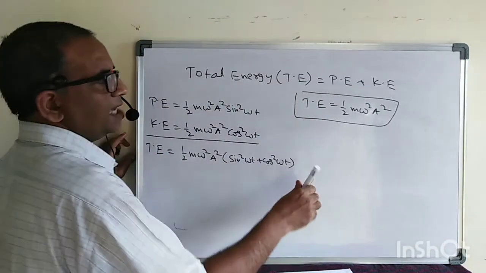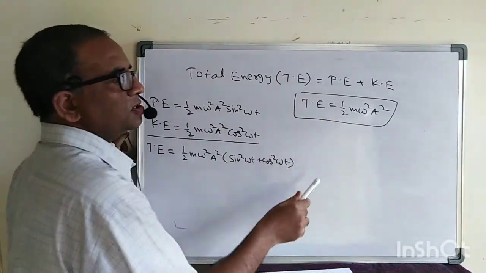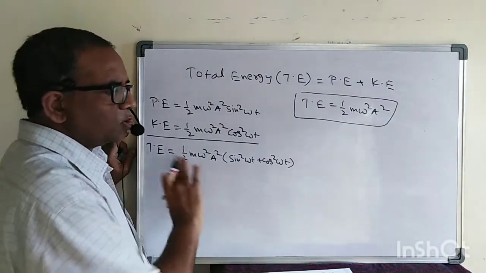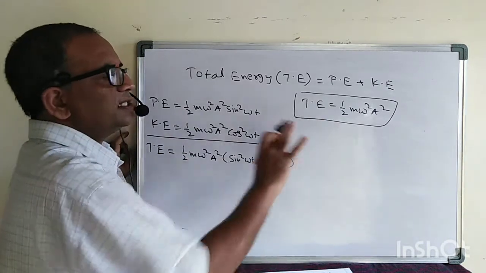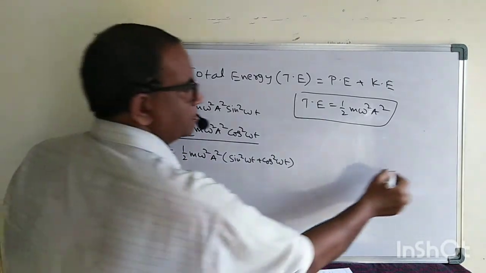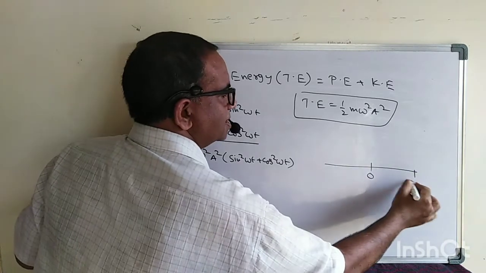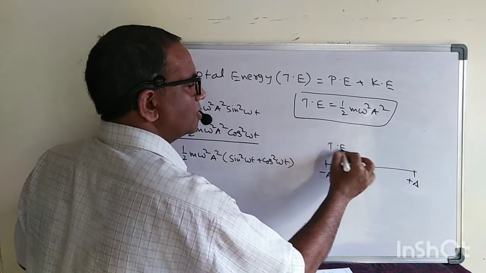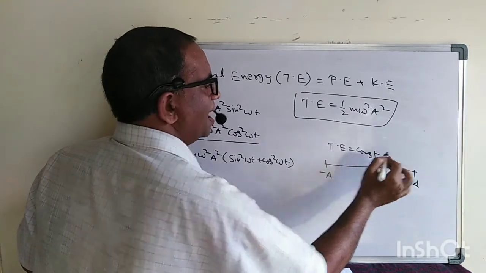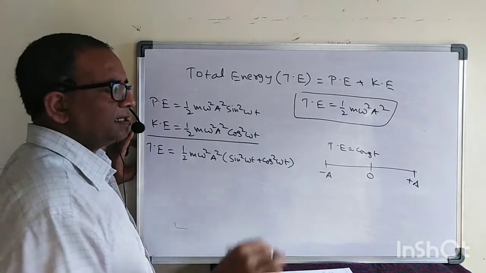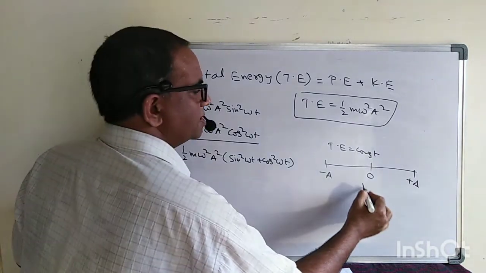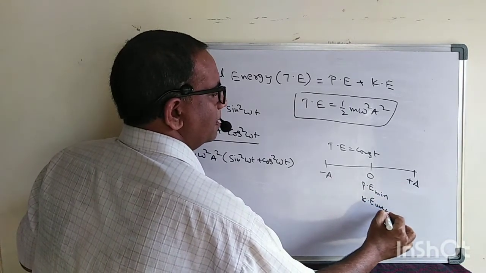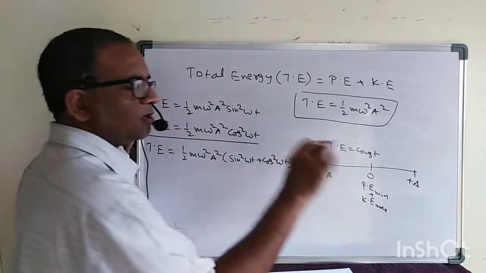Now in this one, half is constant, mass is constant, omega is constant, a is also constant, everything is constant. So throughout this motion, the total energy is always constant. Observe carefully: suppose we have the mean position and the extreme positions. Everywhere the total energy is always constant. What is varying is the potential energy and kinetic energy. The potential energy is minimum here and the kinetic energy is maximum here, but the sum, the total energy, is always constant.